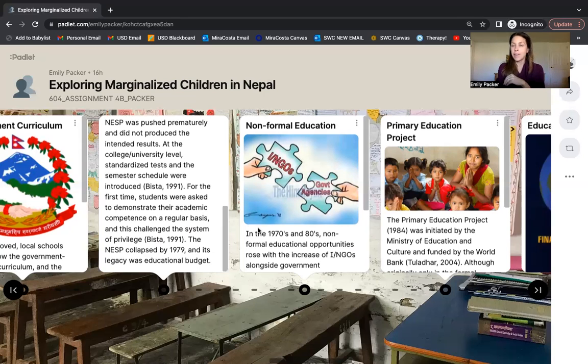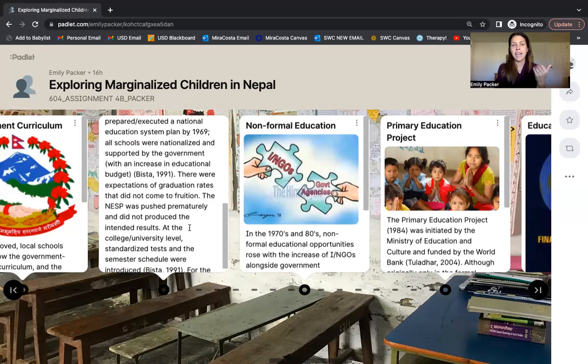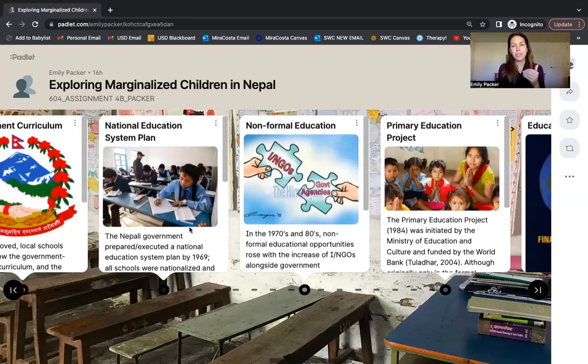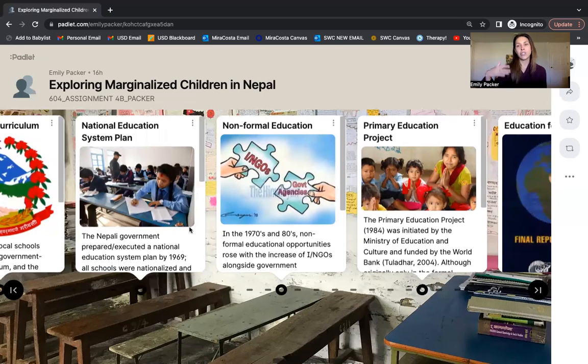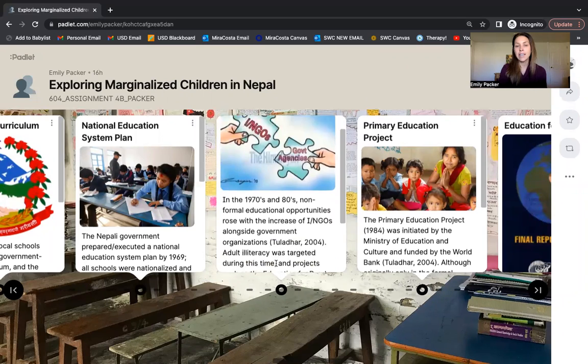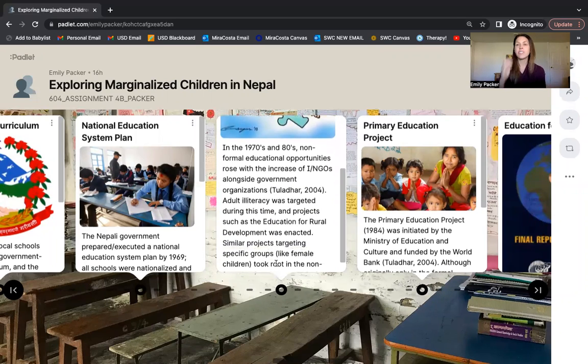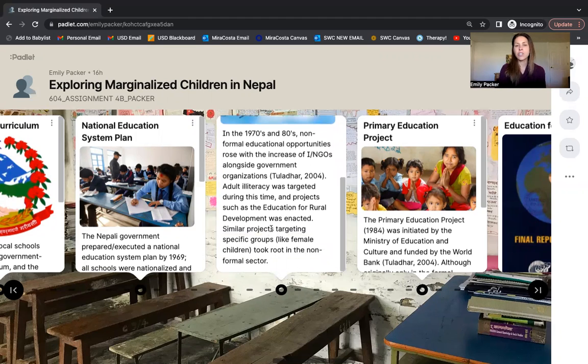So what happened during this time, because the NESP pretty much backfired, the government curriculum was not doing that well. There was still lots of people struggling with literacy. The non-formal education sector came up, and they came up in a big way in the 1970s and 80s. And so NGOs exploded during this time. Lots of government organizations, marginalized groups were targeted to then be able to support them in their literacy efforts.